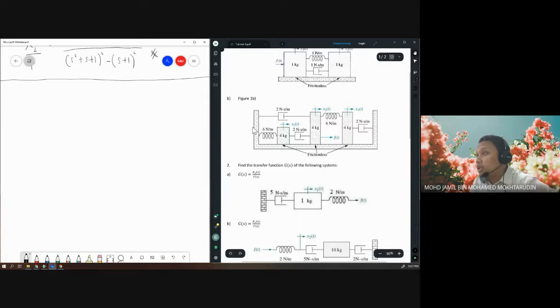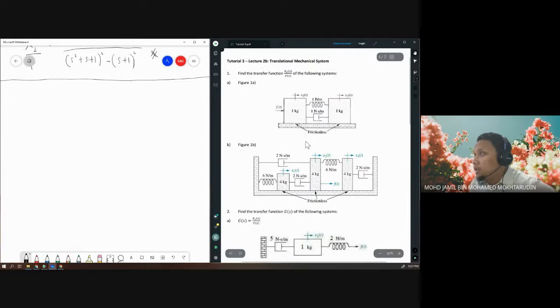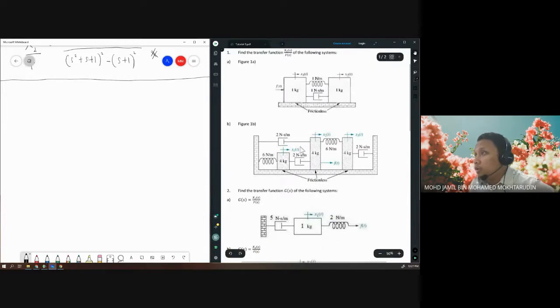In question B, figure 1B, now we have 3 boxes. For 3 boxes, meaning that we have 3 degrees of freedom. So you have to expect there are 3 free body diagrams and 3 equations of motion, and the matrix will be 3 by 3. So let's look at this question and draw the free body diagrams one by one.